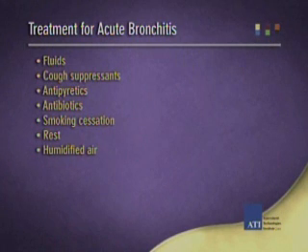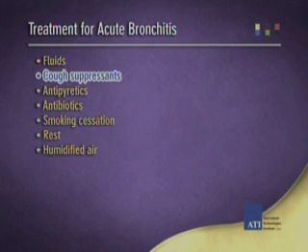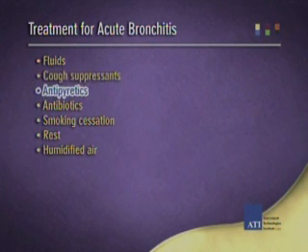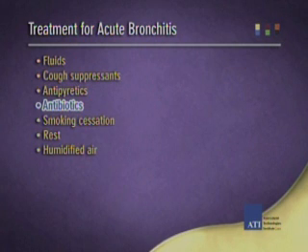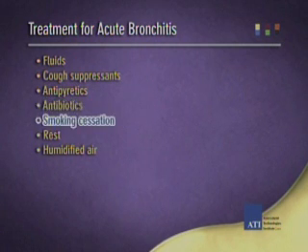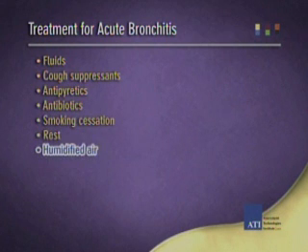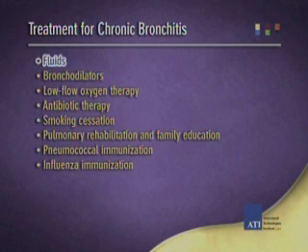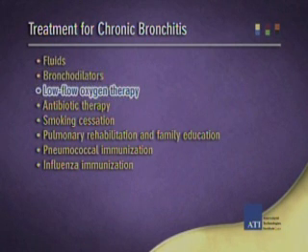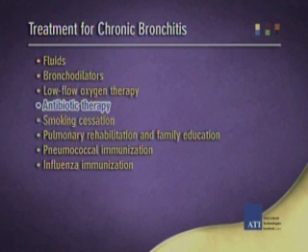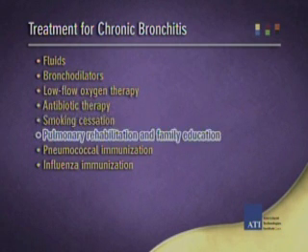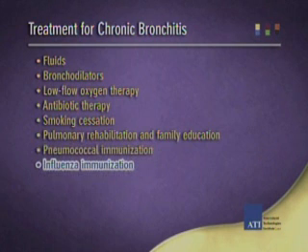Treatment for acute bronchitis includes fluids, cough suppressants at bedtime to promote sleep, antipyretics, antibiotics only for secondary bacterial infection, smoking cessation, rest, and humidified air. Treatment for chronic bronchitis includes fluids, bronchodilators, low-flow oxygen therapy, antibiotic therapy, smoking cessation, pulmonary rehabilitation, and family education, pneumococcal immunization, influenza immunization.